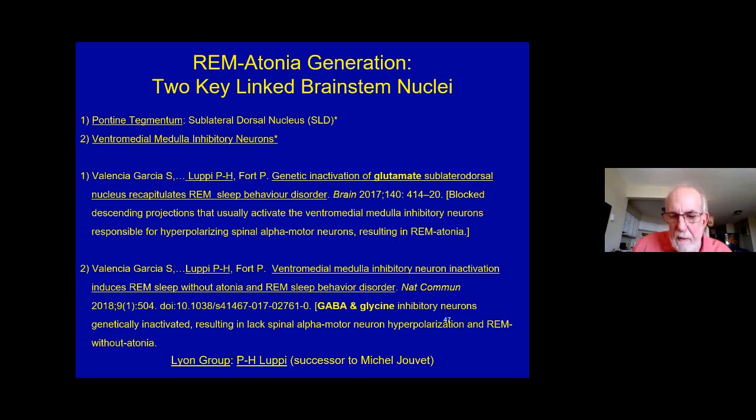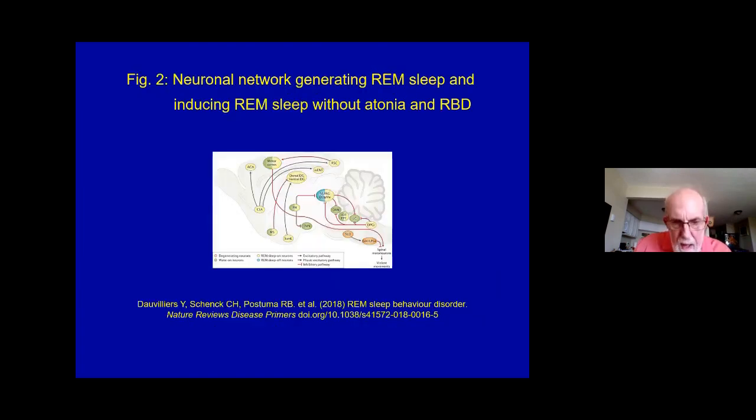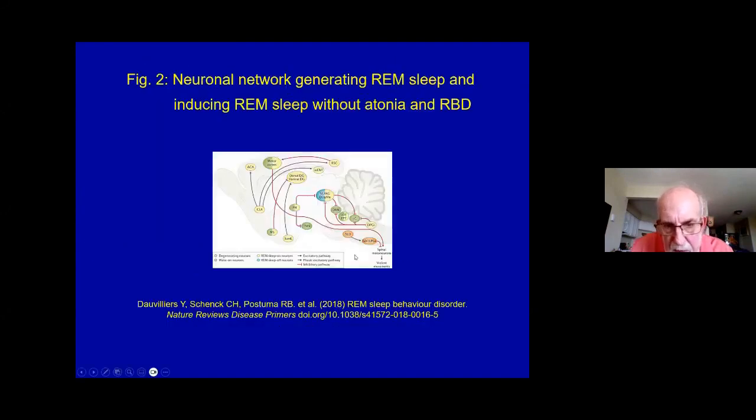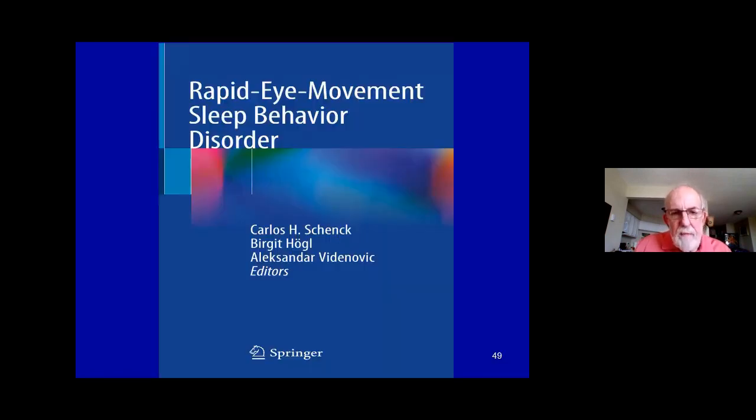And this is both mediated by GABA and glycine inhibitory neurons. Elegant studies that really document the two key linked brainstem nuclei. And then here you can see the SLD activating the medullary inhibitory neurons and then causing hyperpolarization of the spinal motor neurons. But these nuclei and their pathways are interfered with in RBD and loss of REM atonia.